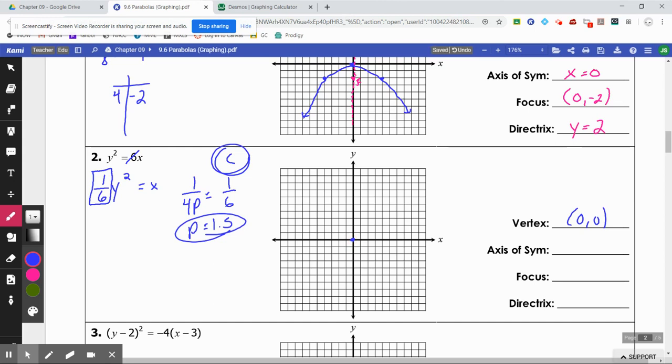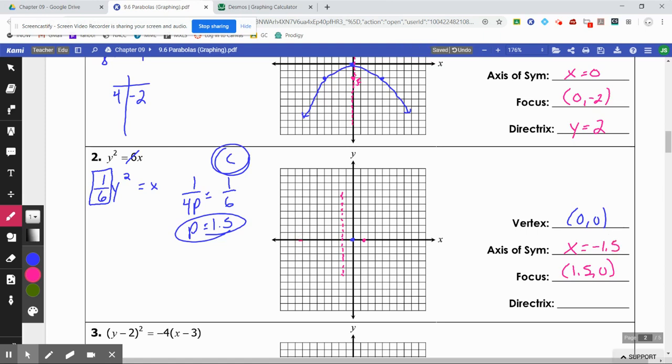Next up, since your p-value is 1.5, your focus is going to be 1.5 units to the right, which will be, let's do it in a different color since it's not on your parabola. So there's your focus. That's going to be at (1.5, 0). Your directrix is going to be left 1.5, which will be somewhere right in there. So it's going to be x equals, since it's a vertical line, x equals negative 1.5.